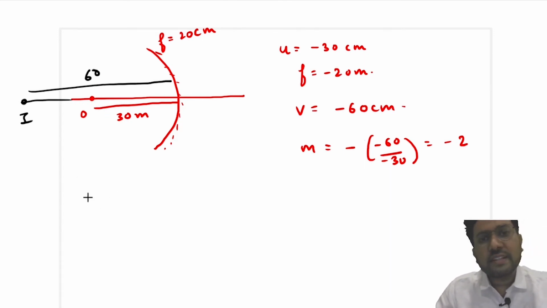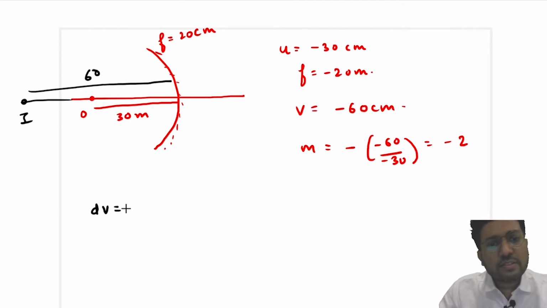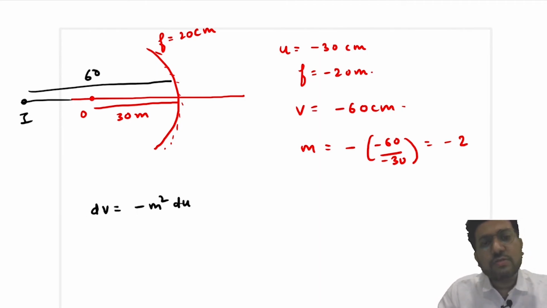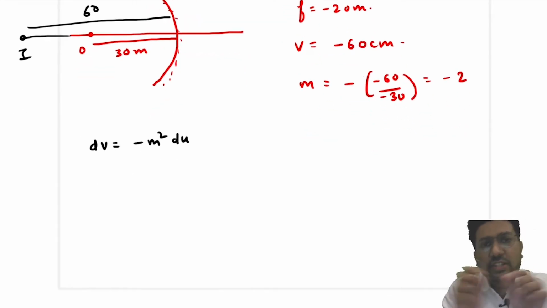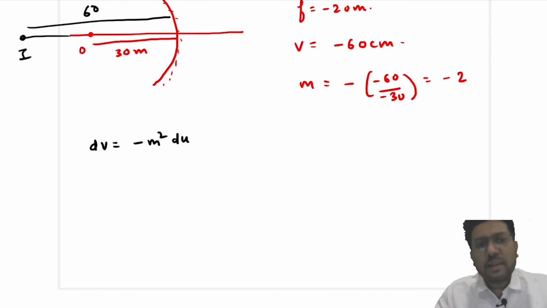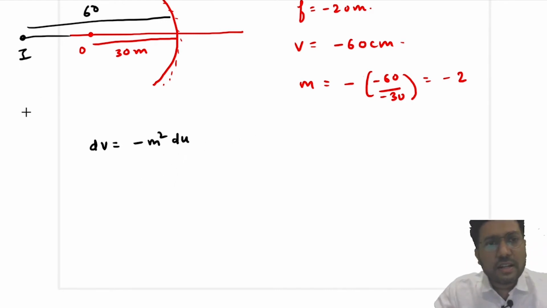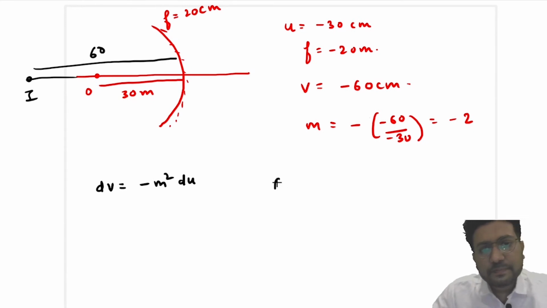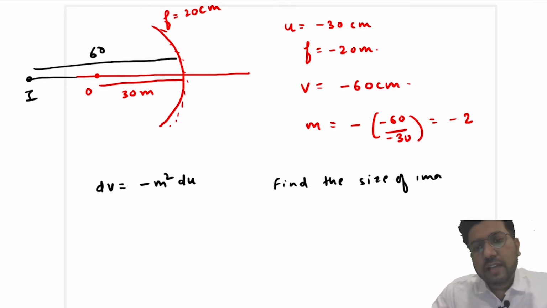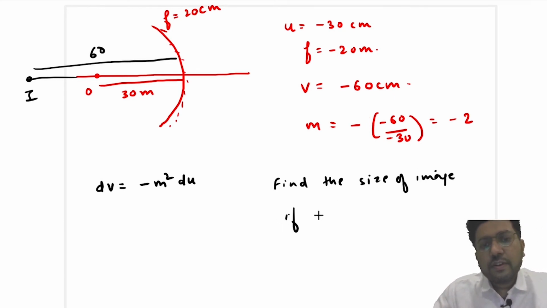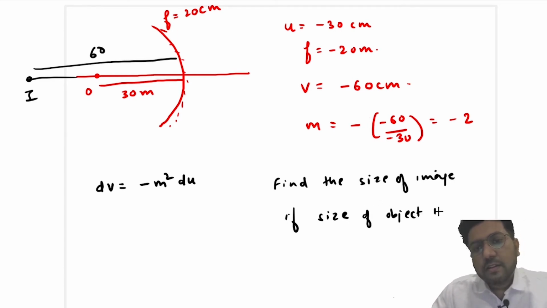Okay. Now, in the same question, if the size of the object is given, then we need to find the size of the image, right? So again, you will use the same formula. dv is equal to minus m square du is used everywhere. Here, dv can represent shift in position of object and image. dv can also represent size of image of a short linear object which is placed along the principal axis. Suppose in the same question it is given: find the size of image if size of object is 1 millimeter along the axis.